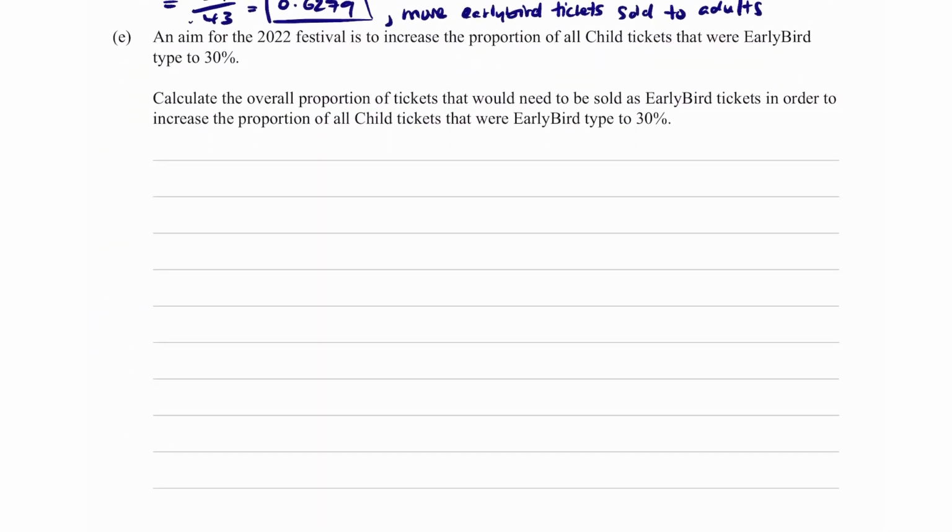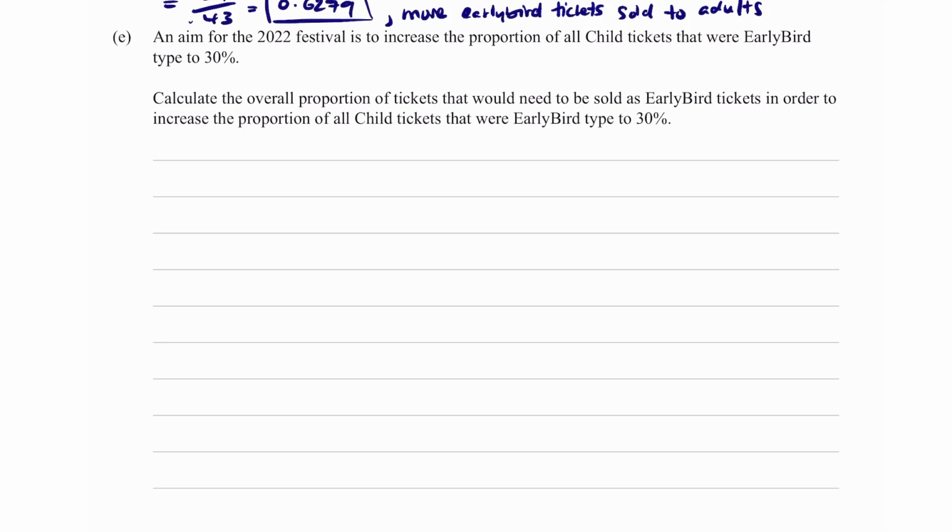Okay, let's do part E. So an aim for the 2022 festival is to increase the proportion of child tickets that were early bird to 30%. Calculate the overall proportion of tickets that would need to be sold as early bird tickets in order to increase the proportion of all child tickets that were early bird type to 30%.